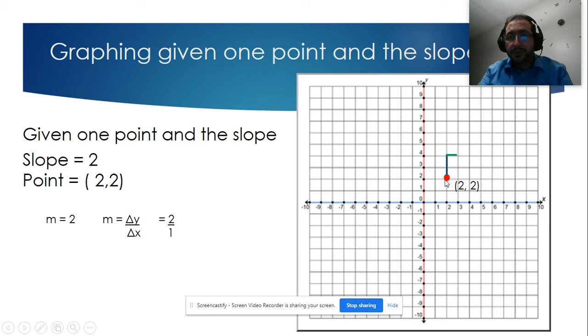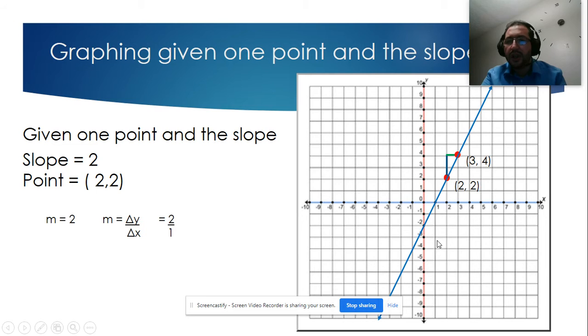Now, if I move 2 units up and 1 unit to the right, I can get this new point, which will be (3, 4). So knowing these 2 points, I can draw a line, and that's how I graph when the slope and the 1 point is given. Use the slope to find another point, and then just graph it.